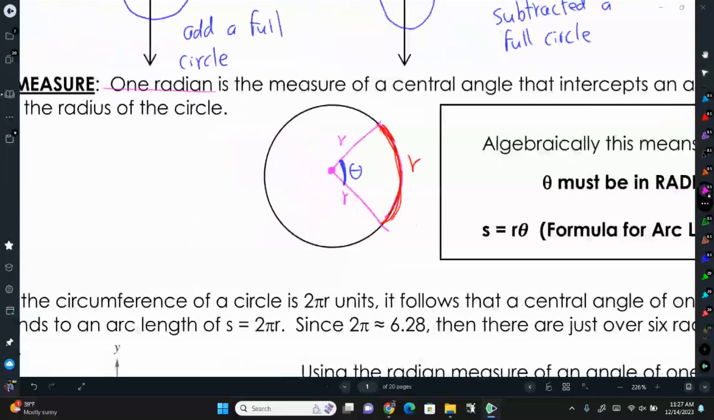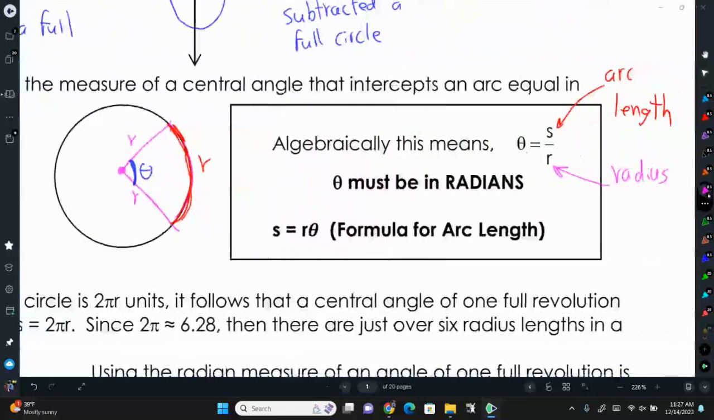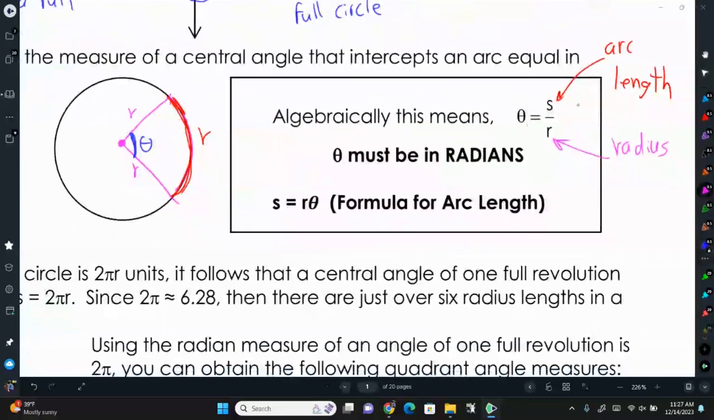But we could have more than 1 radian. And we can calculate the arc length of a circle if we know the radius and if we know that angle measure that's given to us. And we're going to do more of that tomorrow, but I just wanted to introduce this as the idea of what a radian measure is.